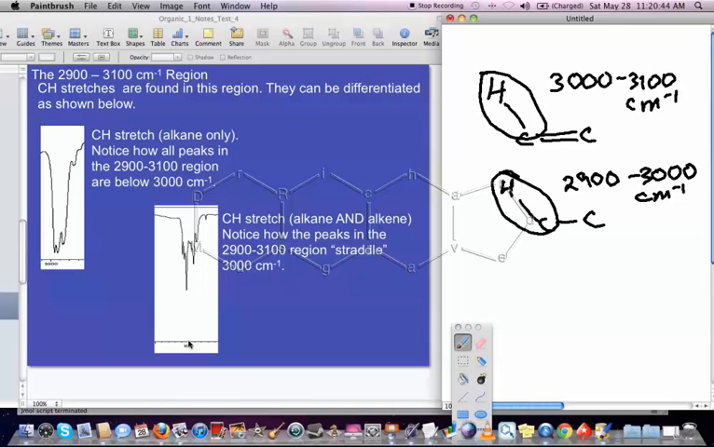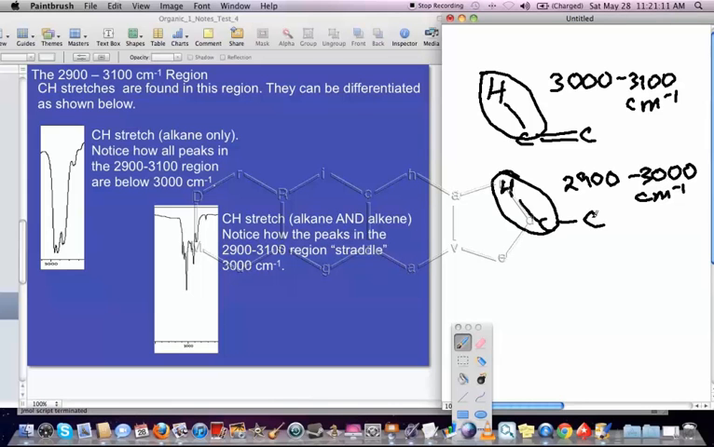If you're looking at the peak at around 3000 and the peaks tend to straddle 3000, that means you've got peaks on both sides of 3000, indicating you've got both kinds of CH: CH connected to a C double bond C and CH connected to a C single bond C. This would indicate that your compound had a combination of C double bonds and C single bonds.